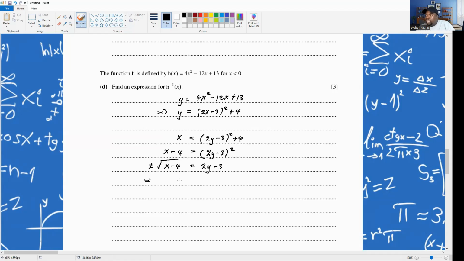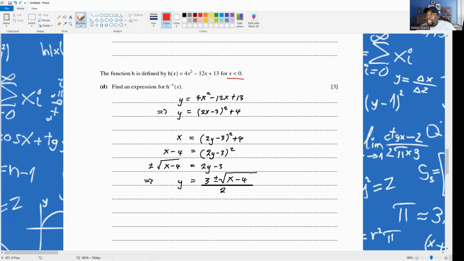So eventually we'll be having y coming out as 3 plus or minus the square root of x minus 4, and it's all divided by 2. I've just made y the subject. But we have plus or minus here, so we need to determine which one is the right one. Our key is just looking at the domain.